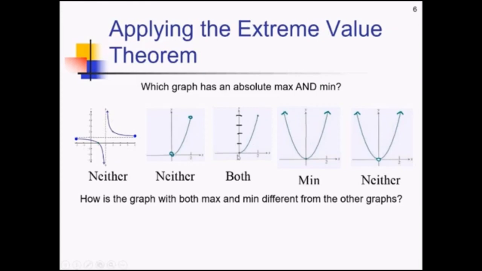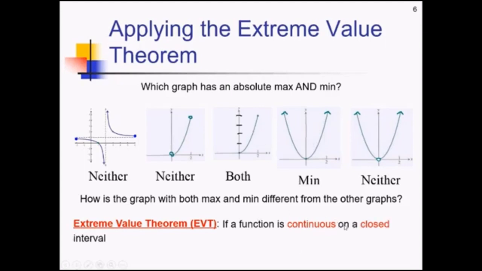It's a closed interval. So these two things, it turns out, guarantee that you're going to have an absolute max and min. And this is now called the extreme value theorem, extreme being like maxes and mins. This says that if a function is continuous, like this function, and on a closed interval, so basically solid endpoints, then it must have both an absolute min and max.